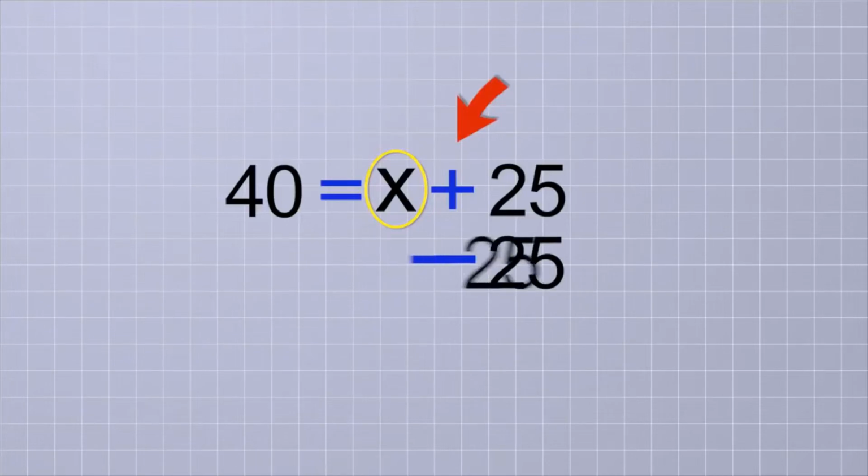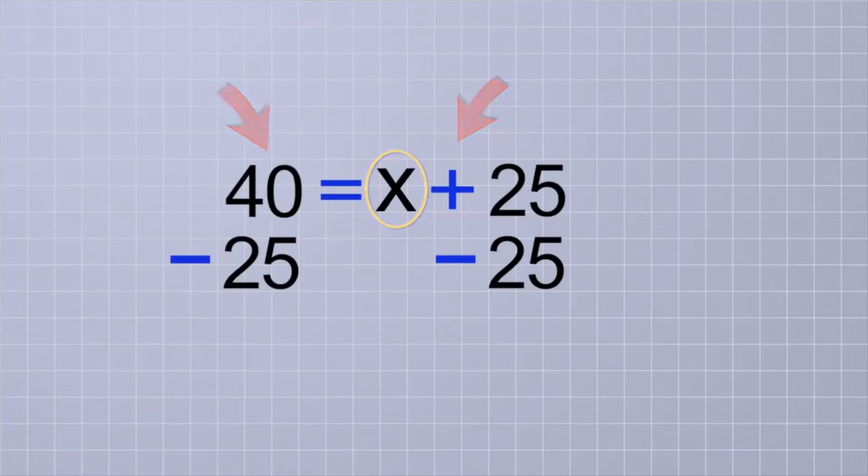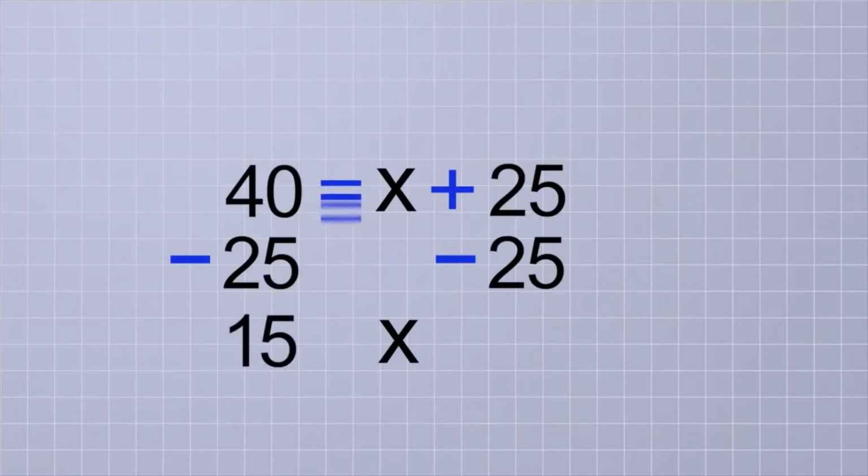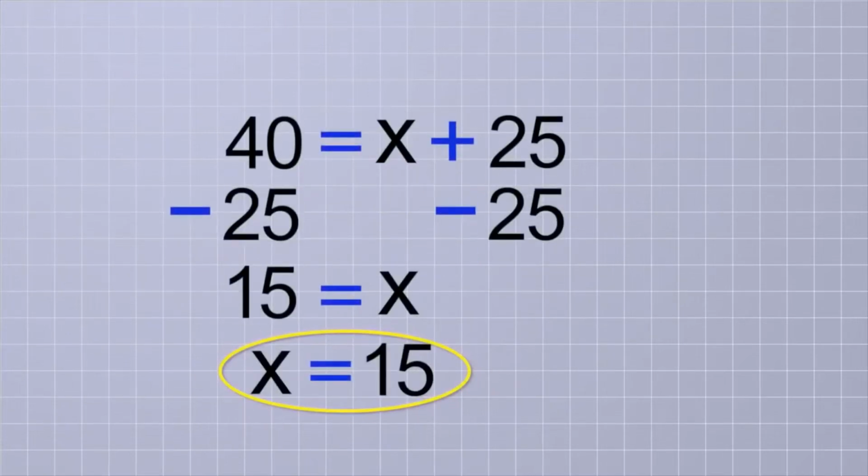But then we also need to subtract 25 from the other side to keep things in balance. On the right side, x plus 25 minus 25 is just x. The minus 25 cancels out the positive 25 that was there. And on the other side, we have 40 minus 25, which would leave 15. So the equation has become 15 equals x, which is the same as x equals 15. Again, we've solved the equation.